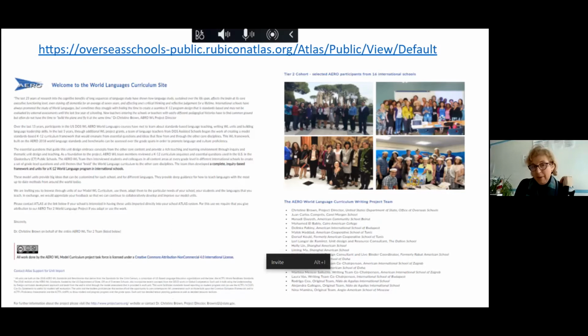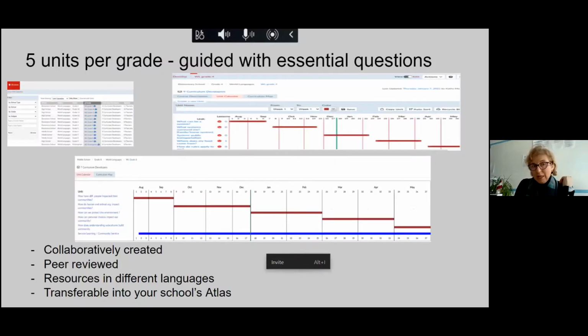This will be the page with some information about the project. These are some of the pages from Atlas, which we are going to describe and elaborate in detail in the following units. I just want to stress here that all the units were collaboratively created and peer-reviewed. They have resources in different languages. And as Chrissy mentioned in the first session today, they will be transferable into your school Atlas.